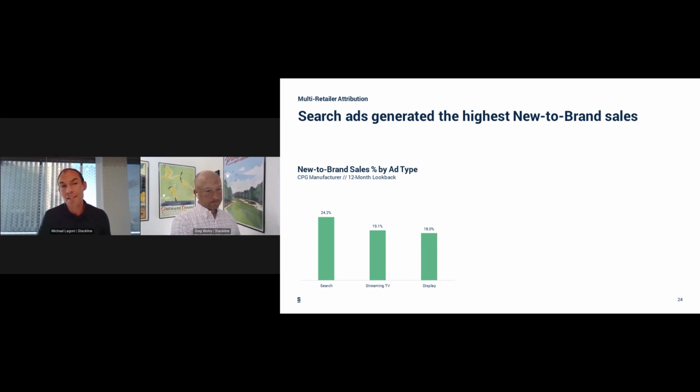To take it from a slightly different perspective, you can look at these exact same metrics, and this is summing up all the various retailers combined. I think the overall average new to brand was about 21% across all retailers, but it varied quite a bit by ad type. So on the far left, you can see that sponsored search ads actually drove the most incremental new to brand customers across all retailers, at 24%. So it's also interesting to look at it at the campaign level too.